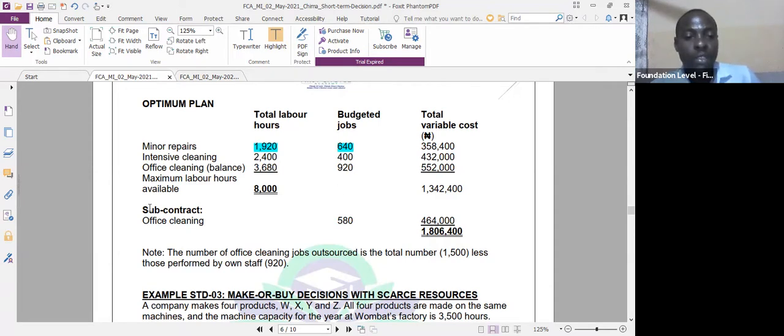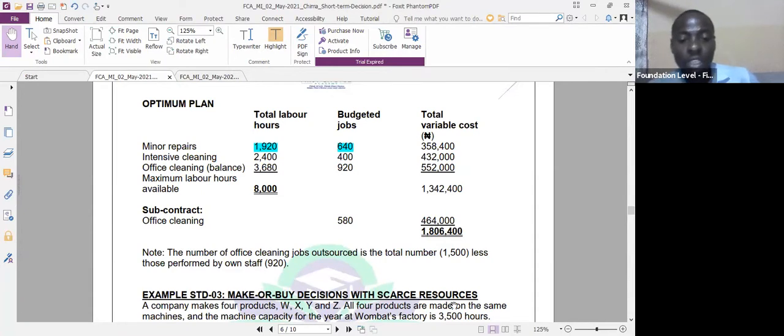Now, office cleaning will need to be supplied out because if you just decide to undertake 920 out of the 1,500, the remainder, which is 580, will now be done by a subcontractor. And the subcontractor gives us bill to be 464,000. So you add that with this other cost, you have a total cost of 1,806,400.